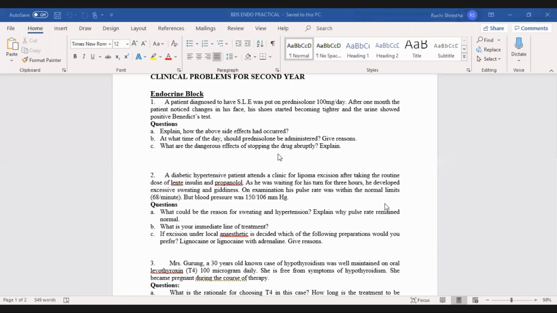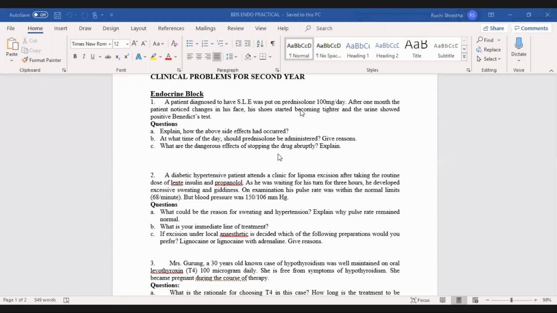So the answer is similar. So why do the above side effects occur? It is due to Cushing syndrome, and Cushing syndrome occurs as a result of lipolytic activity, in which there is release of free fatty acid from the extremities of the body, whereas there is a central deposition of the free fatty acid, leading to the moon face, similarly truncal obesity, buffalo hump, and the shoes have started becoming tighter because of the edema, so sodium and water retention.